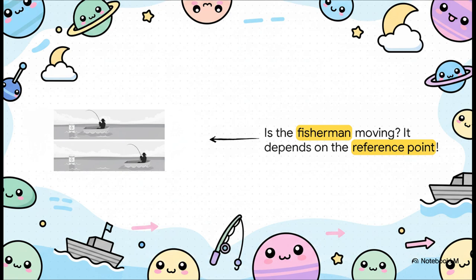Look at him sitting in that boat. Is he moving? Well, relative to his fishing pole, which is acting as our first reference point, the man is perfectly still, right? The distance between him and the pole isn't changing at all. But what if we shift our reference point to that buoy bobbing out in the water? The man's distance from the buoy is absolutely changing as the boat drifts. So relative to the buoy, he is totally in motion. Motion is literally just the process of changing your position relative to a reference point.